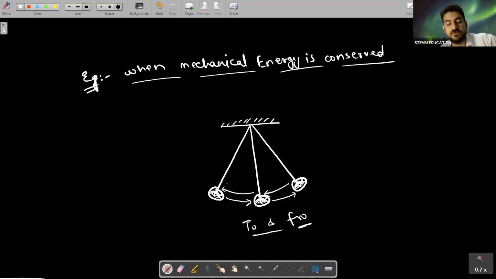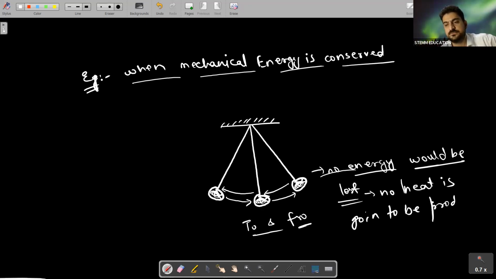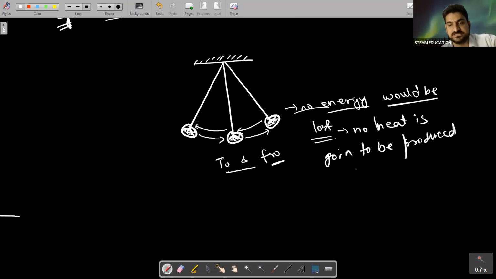So to and fro motion of this pendulum would cause what? No energy would be lost, and no heat would be produced when the pendulum oscillates.